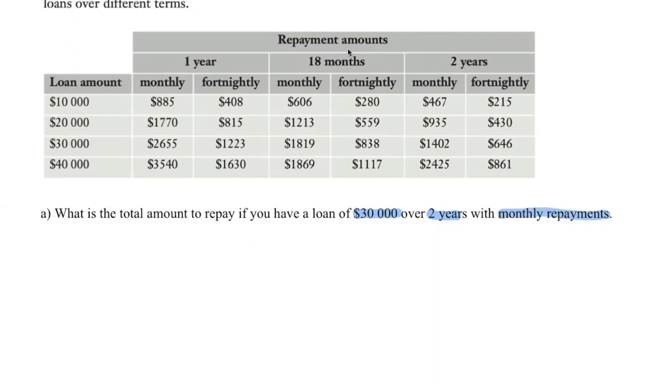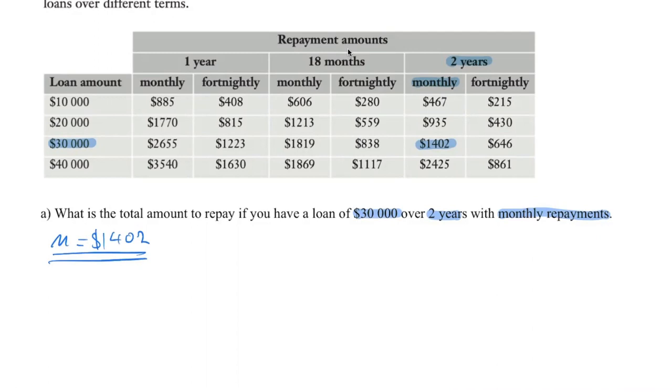Okay, so we need to find the total amount to repay for a loan of $30,000 over 2 years, if we're using monthly repayments. Okay, so these are our 3 most important things looking at the table. All right, so first things first, we need to identify that we're looking at $30,000, so we're in that row. We're here in 2 years, all right, and we're looking at monthly repayments. So lining everything up, our monthly repayment is going to be $1,402. Okay, and I'm just using M not for monthly, M for money. Okay, we're just talking about that as being our regular contribution to the loan.